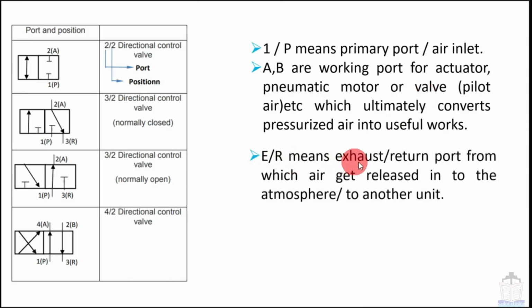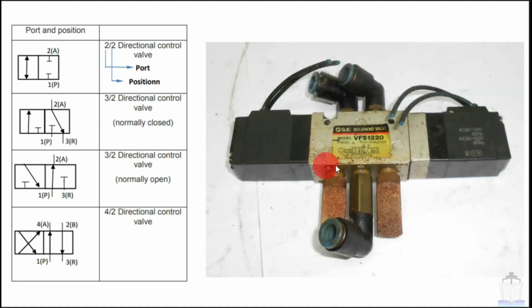E and R mean exhaust or return port, from which air gets released into the atmosphere or to another unit. For example, you can see here R is written, meaning this line is a return line or exhaust line. Somewhere you will find E written. E means it is exhausted into the atmosphere. In this picture you can see there are 2 sintered filters present. So these 2 filters represent E, meaning exhaust.